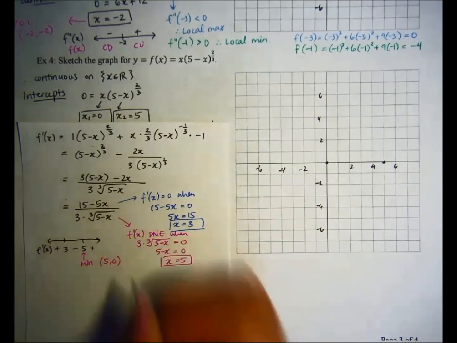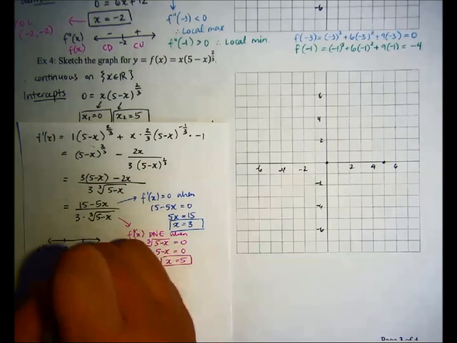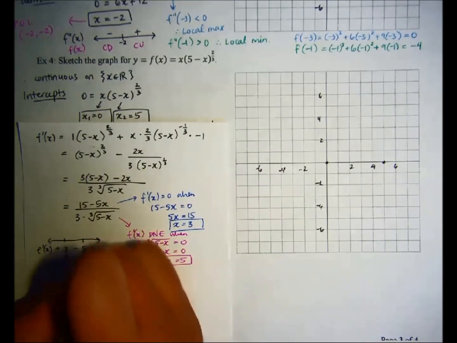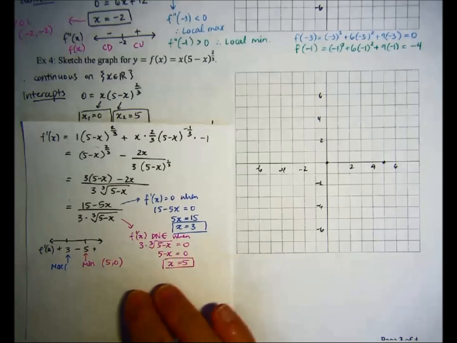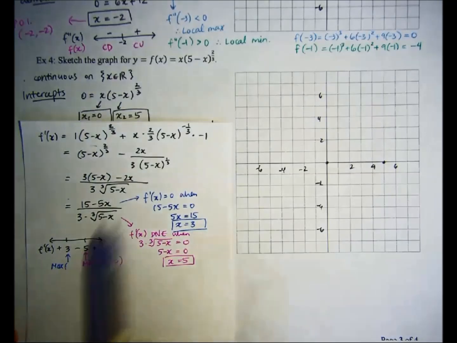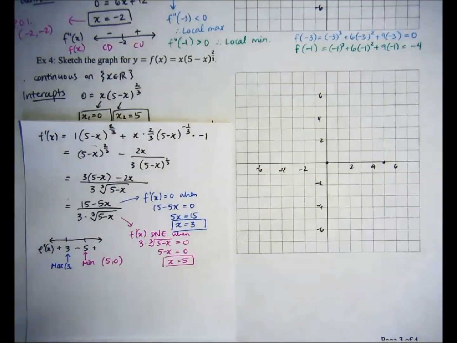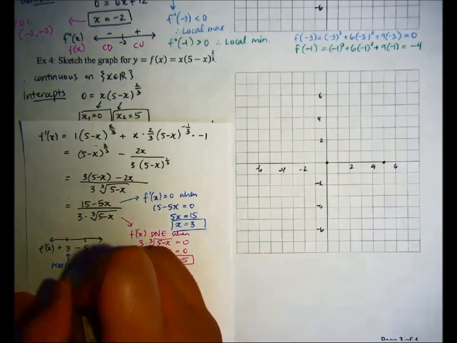So the minimum will be (5, 0). And then this local maximum, I'm going to have to calculate when x is equal to 3 what the original value of the function will be. And when I plug in 3 back in, I should get approximately 4.76.